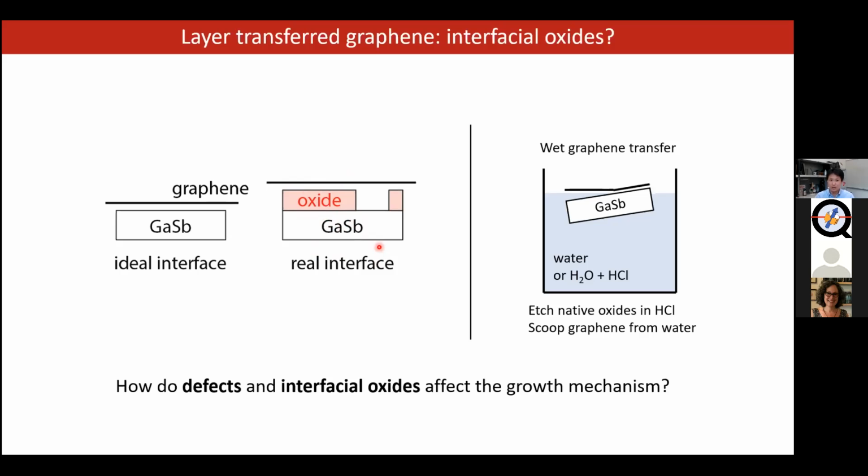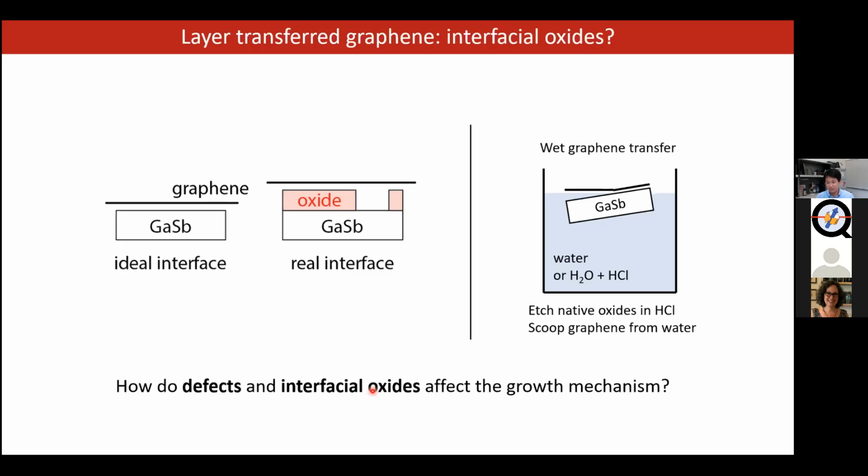So practically, the way you actually make these graphene substrate interfaces is that you grow graphene onto some other sacrificial substrate, and then you layer transfer it. So the commonly used process is you layer transfer it through some etch and basically some scooping procedure out of water. And if you're scooping it out of water or out of HCl, if this oxide removal from the HCl is imperfect, then you have to deal with the presence of these interfacial oxides. And you have to ask the question, well, what does that do to the growth mechanism?